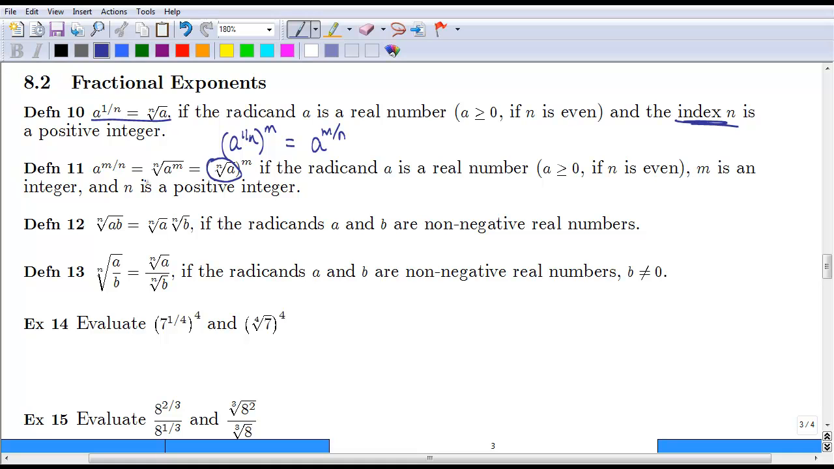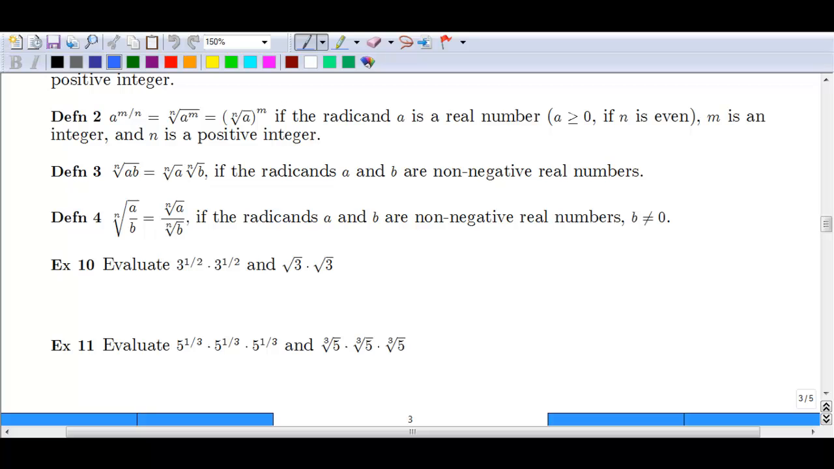Definitions 12 and 13 are similar to what we talked about before. We can distribute an exponent over multiplication. So if you think about this as ab to the 1/nth, then you can distribute this to be a to the 1/nth, b to the 1/nth, which is just the nth root of a times the nth root of b. And this works likewise for division as long as we're not dividing by 0.